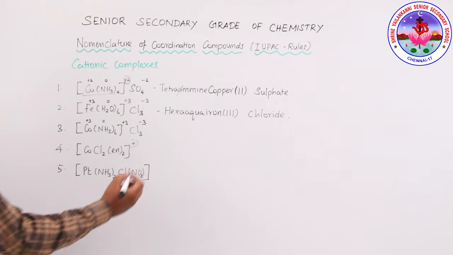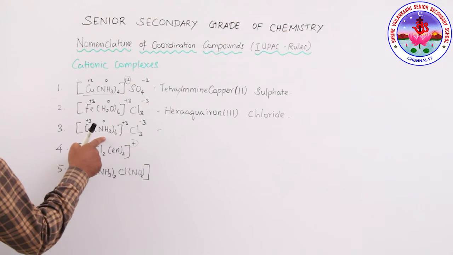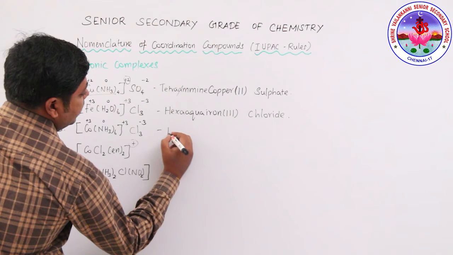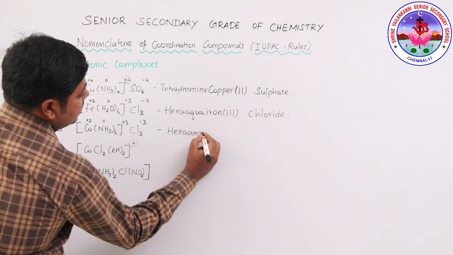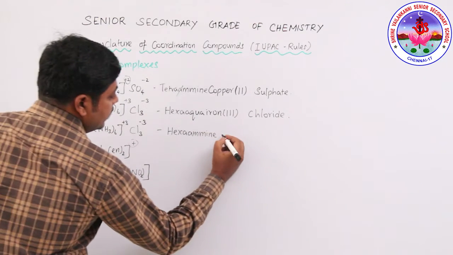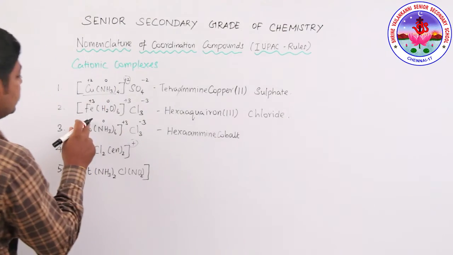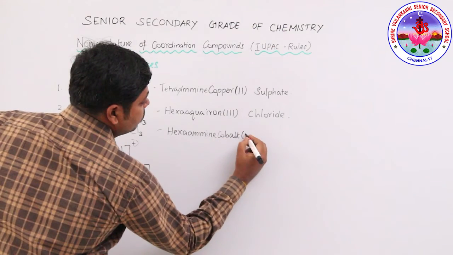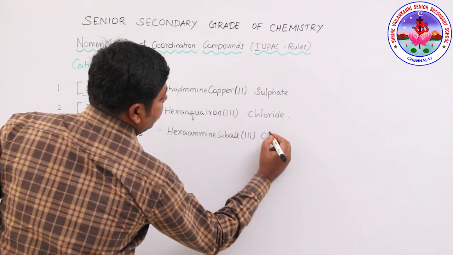Then name it. Hexa, because 6 ammine ligands are present, so hexammine. Then cobalt. What is the oxidation state of the metal? 3, so write 3. Then chloride.